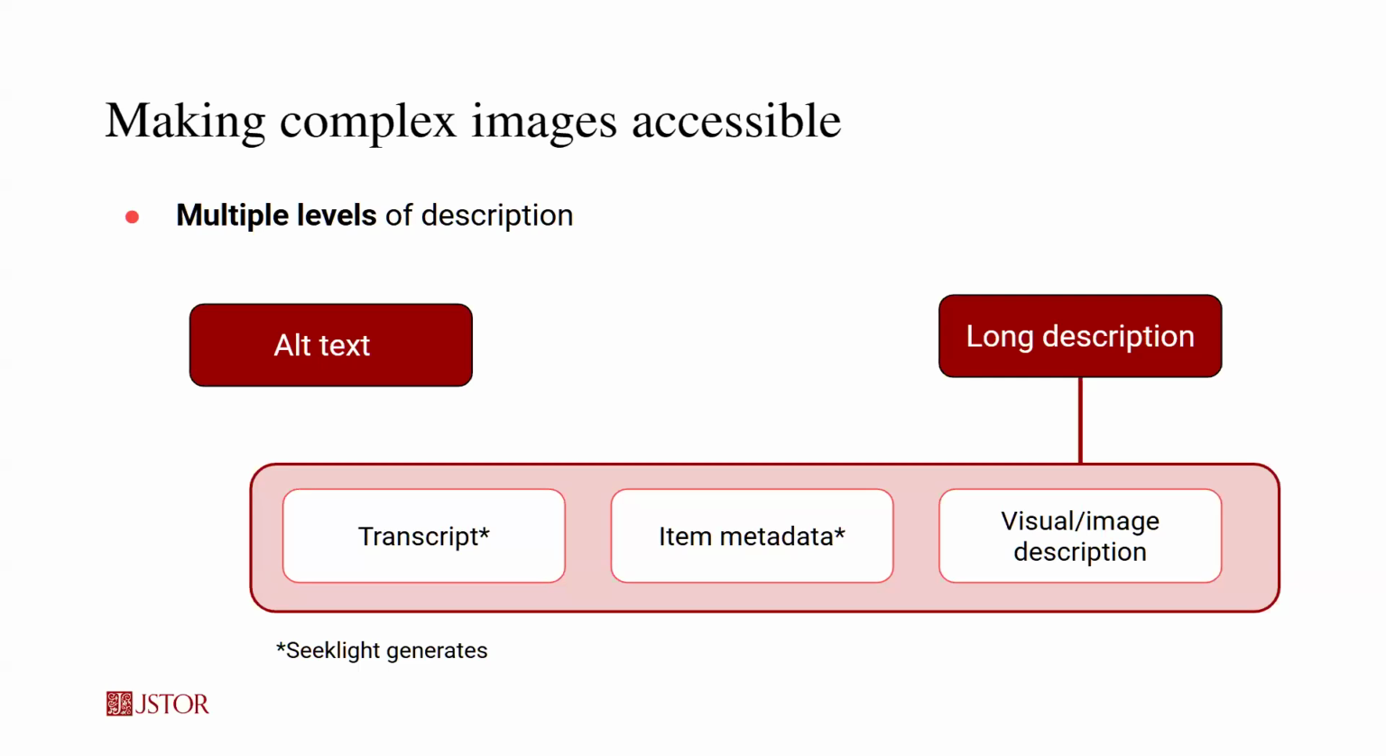And there is also always an option to do sort of a longer form visual description of the image. That might be appropriate in some cases, particularly with things like art images. And I'll kind of show you an example of that, but I want to emphasize how transcripts and item metadata kind of work with the alt text in these cases. And I'm going to walk through a complex image to show you what I mean.